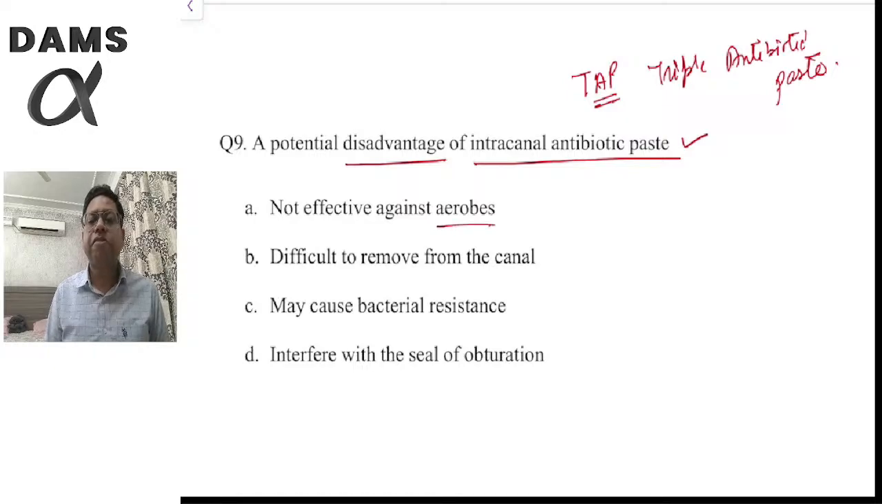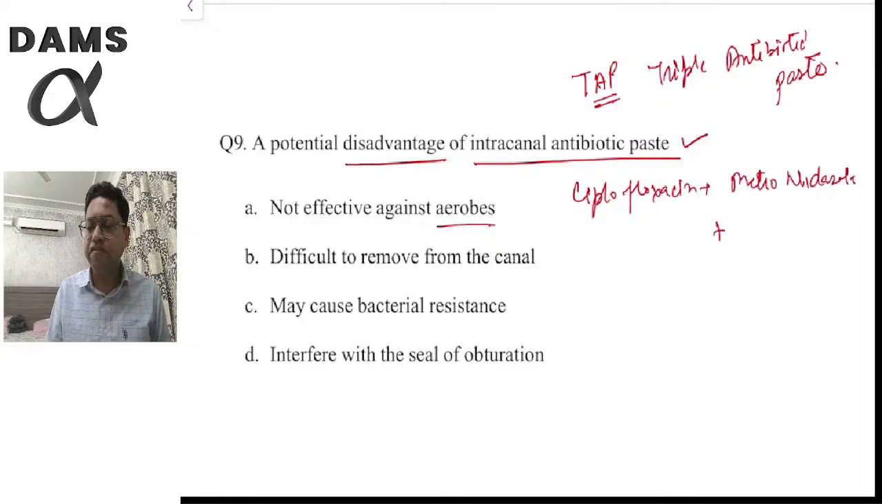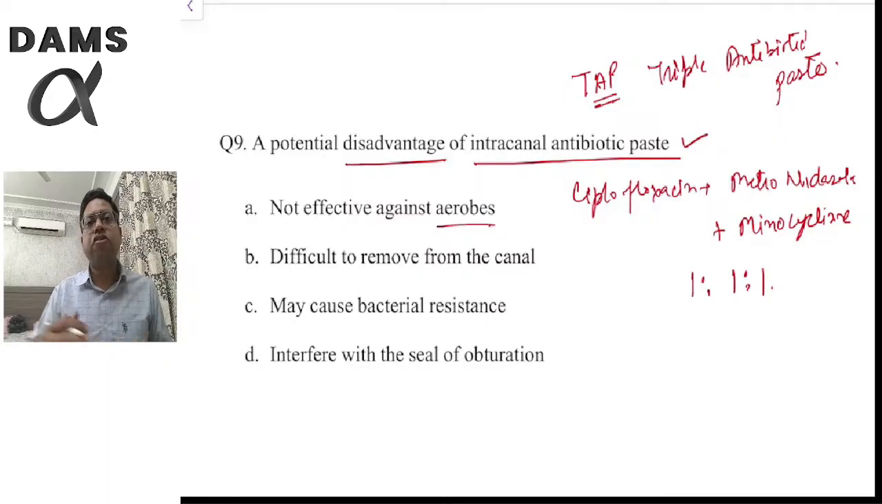Triple antibiotic paste is a mixture of ciprofloxacin plus metronidazole plus minocycline. And they are usually present in the ratio of 1:1:1. So since it is a combination of multiple antibiotics of different groups, they are effective against both aerobes and anaerobes. So not effective against aerobes is not the disadvantage. It is effective against aerobes.